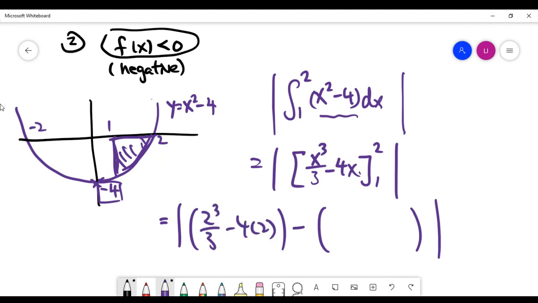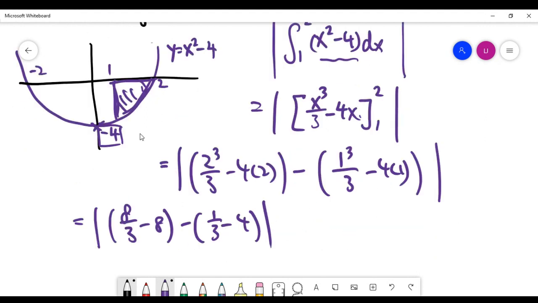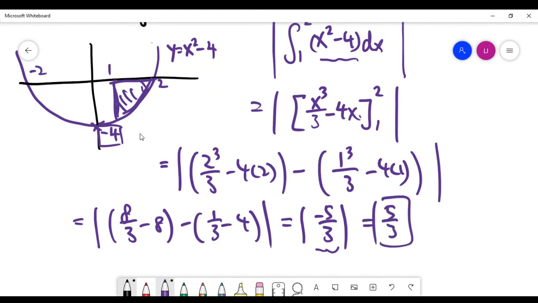For the second bracket, you need to replace x by 1. So I trust that you're able to do this calculation on your own. The answer is going to be minus 5 over 3 inside the absolute value sign. As expected, the answer must be a negative value. And after taking the absolute value, it's going to be 5 over 3, right? And that's the final answer to this problem.